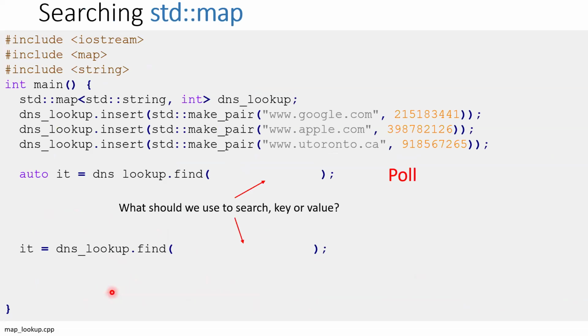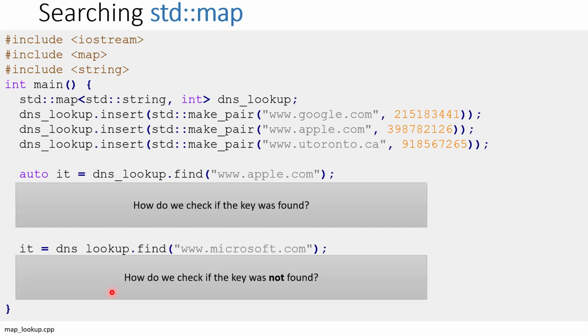That's insertion. If we want to search inside the map, what should we use to search, the key or the value? Who thinks it's the key? Who thinks it's the value? It's the key. Because remember, when we are querying the domain name server, we are giving it the actual string of the URL.